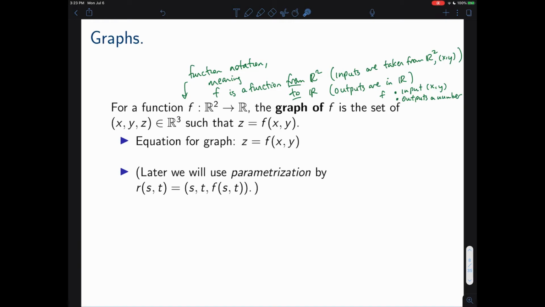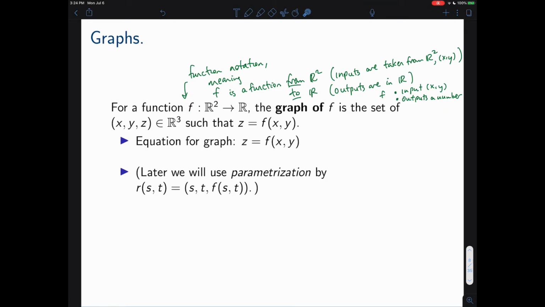And so if you wanted some terminology for this, I would say that this is a scalar function, in contrast to the last chapter, where we looked at vector functions that output a vector. This one is a scalar function because it's outputting a scalar. And this function here is a multivariable function because the inputs have two variables, x and y. So this function f is a multivariable scalar function.